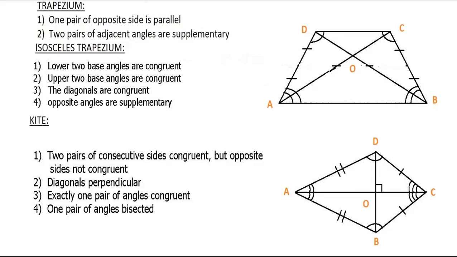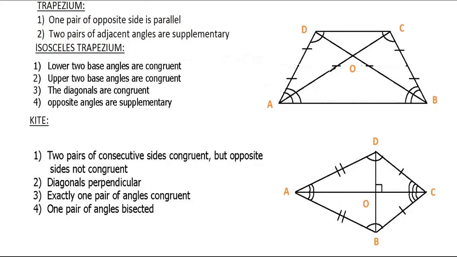Opposite angles are supplementary. There are two pairs of opposite angles, angle A and angle C. Angle A and angle C are supplementary angles, so their sum is equal to 180 degrees. Similarly, angle D and angle B are supplementary angles, so their sum is equal to 180 degrees.